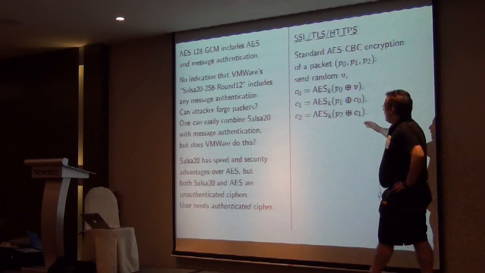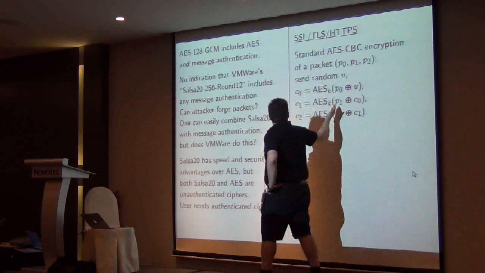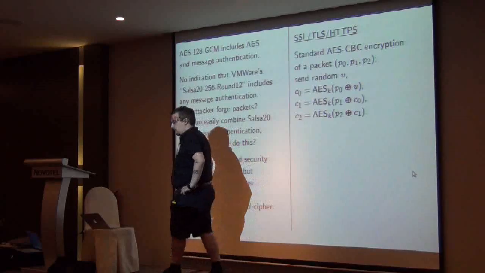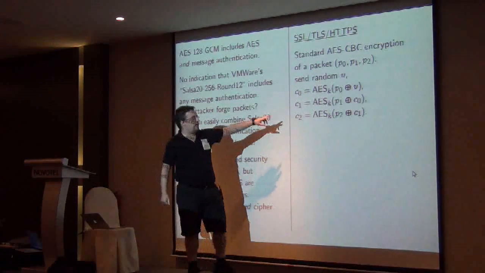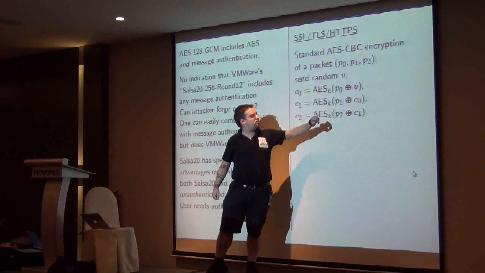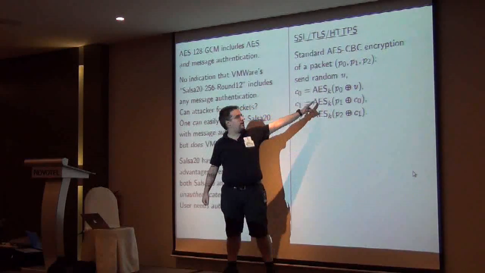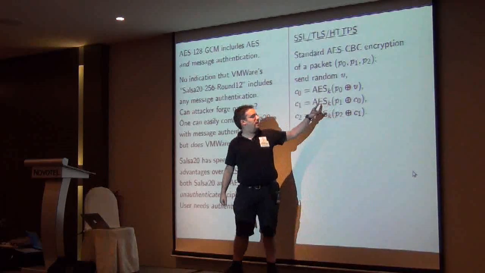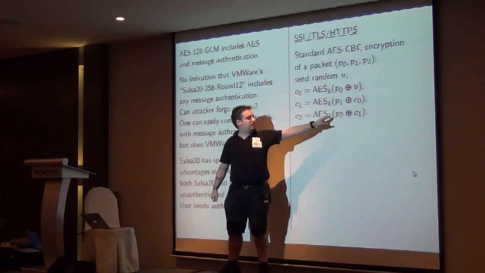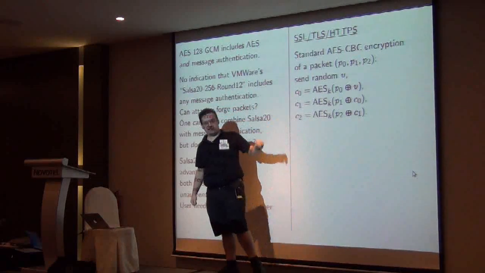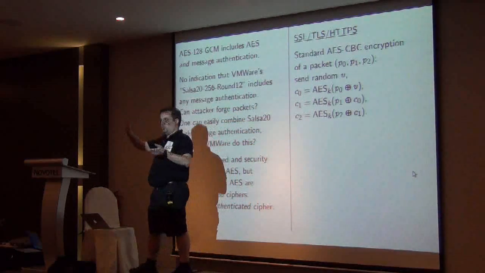So you have a bunch of plaintext blocks, P0, P1, P2, say, 16 bytes each, a 48 byte message. You encrypt each block by applying AES to it, where you add something to each block. So you add the previous ciphertext block, C0, to P1, and then feed that into AES, get C1, add that to P2, feed it through AES, get C2, and you send along C0, C1, C2.